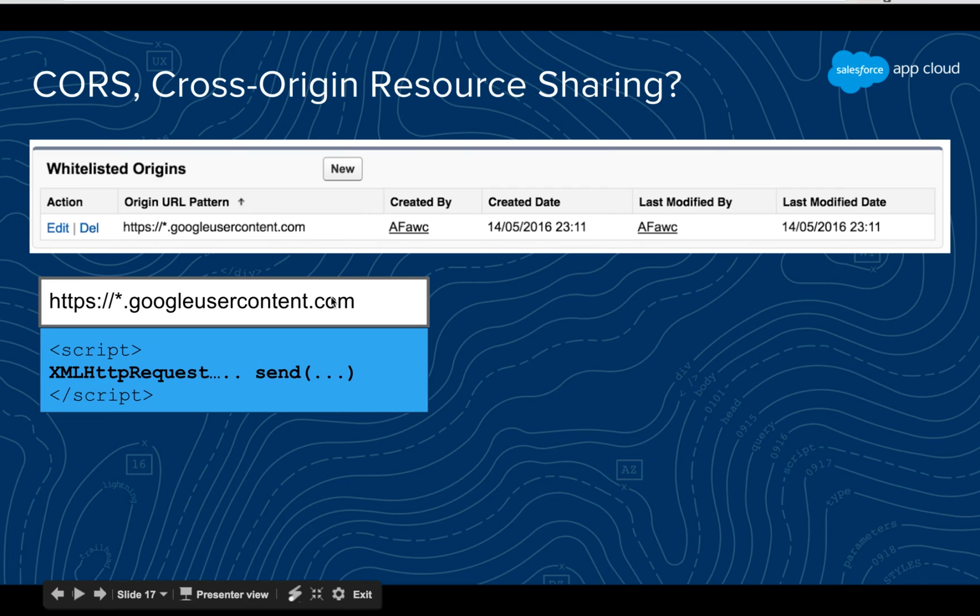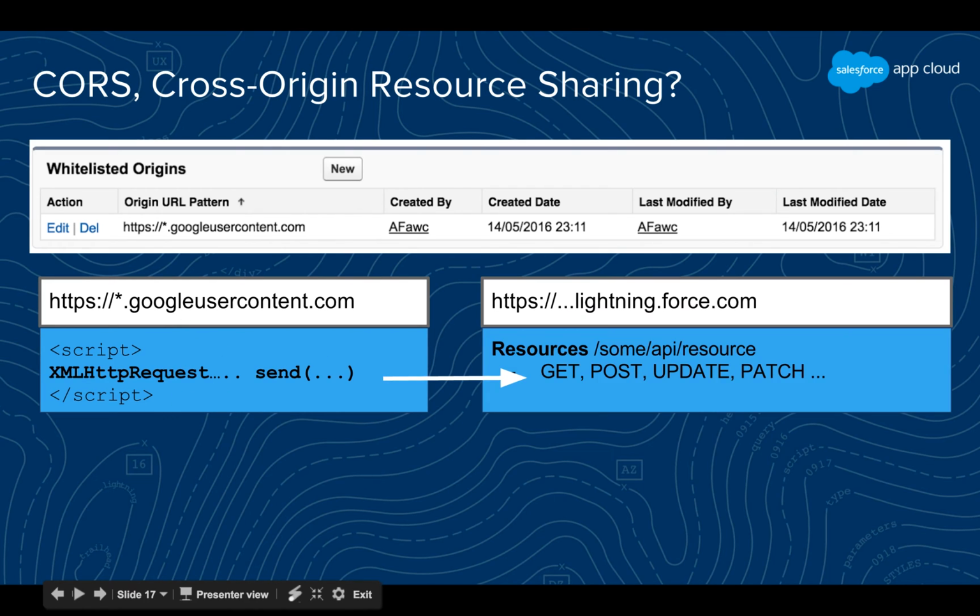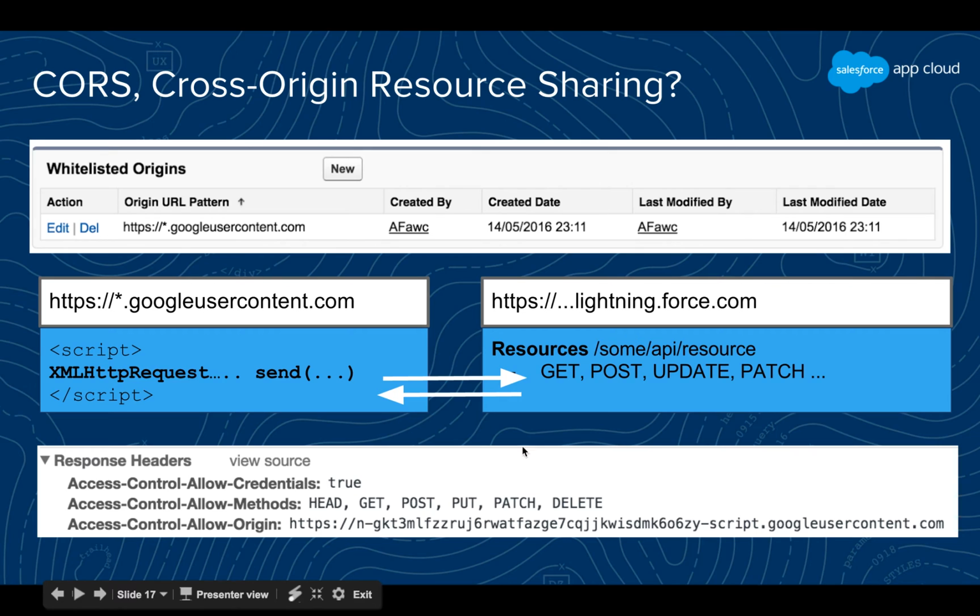And when a JavaScript request happens from that domain to Salesforce for a get, a post, update, patch, or any basic HTTP operation, Salesforce returns some response header information that gives the browser the confidence to allow that communication to occur. Otherwise, it will block that. So if you're setting up this environment and you've not done that, do check your developer tools and look for this coming back.